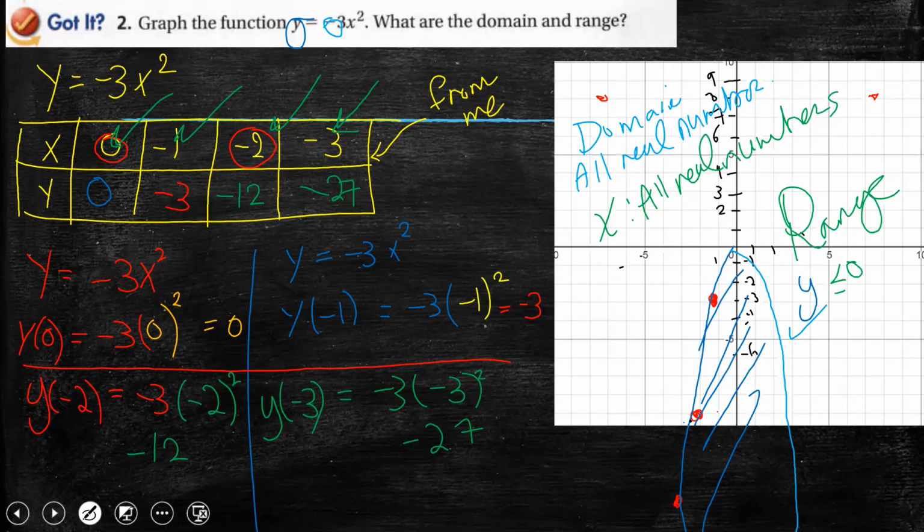Or look at the table here. You can get it from the table. Look at the table: 0, -3, -12, -27. So what does it mean? The highest point here is 0. So I will say now all the points are less than or equal to 0.